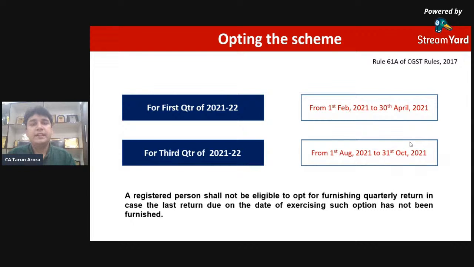The only condition that they have attached is that when I am opting for a QRMP scheme, on the particular date on which I am availing this option, all my returns should be filed. On the day I am going to enter this scheme, all returns that have become due up to that day must be filed. Only then can you come under the QRMP scheme. It is only a procedural aspect that all your old returns should be complete.